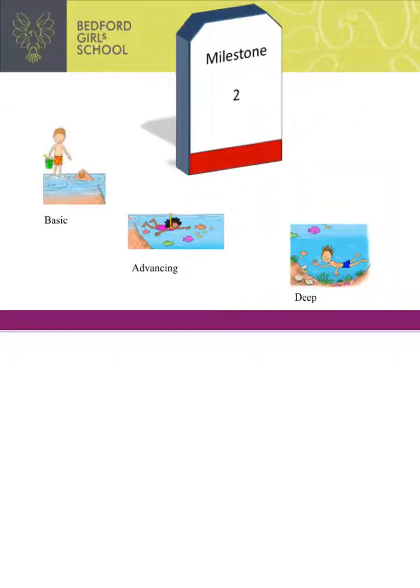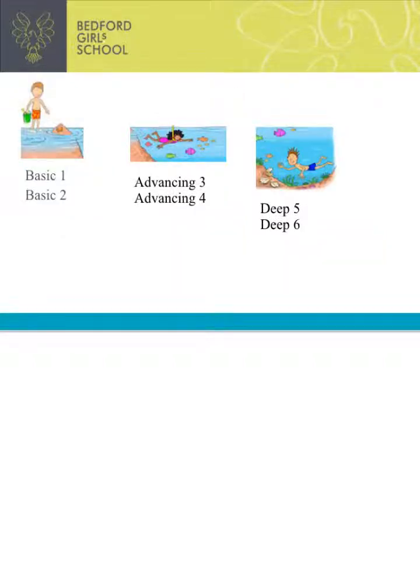During each term, we will continually assess the depth of your child's understanding within that milestone, whether it's basic, advancing, or deep. Each milestone will have 6 assessment points: Basic 1, Basic 2, Advancing 3, Advancing 4, and Deep 5 and Deep 6. Now these points are not a mere label about a child. Basic is not less able than deep. Rather, they allow us to determine each child's level of understanding of a concept in the curriculum.